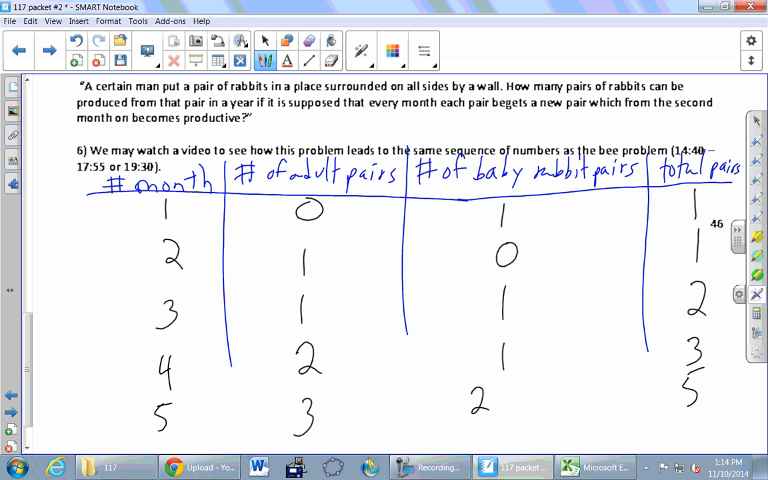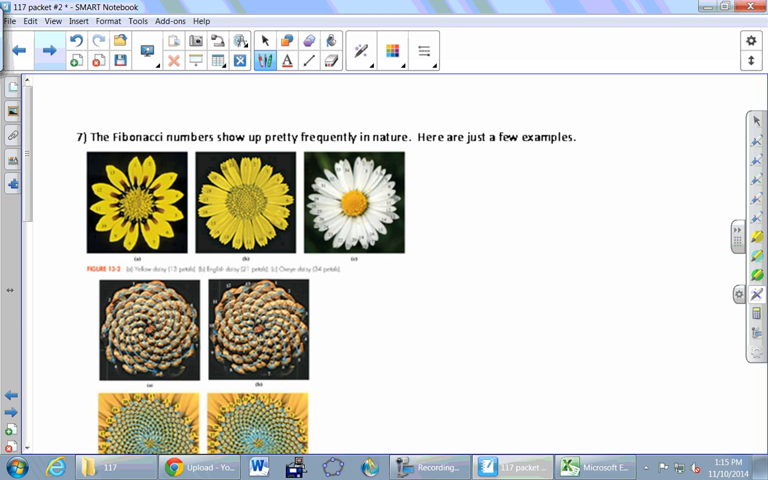Like I said, it wasn't in terms of bees, but somehow this setup is equivalent to the bee setup. The rabbit incest always bothered me about that part.